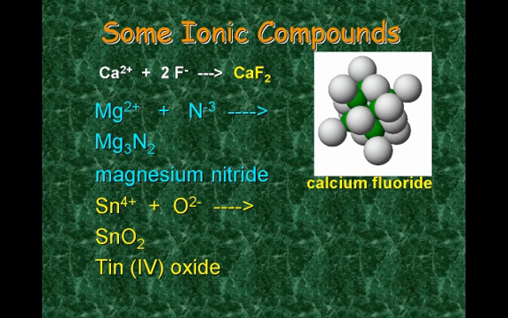Again, it's the name of the metal, and then the name of the nonmetal ending in IDE. Now notice this one has a Roman numeral in it. We're going to get back to the Roman numerals and what they signify and when you put them in, but for right now just know that tin oxide has that Roman numeral 4.